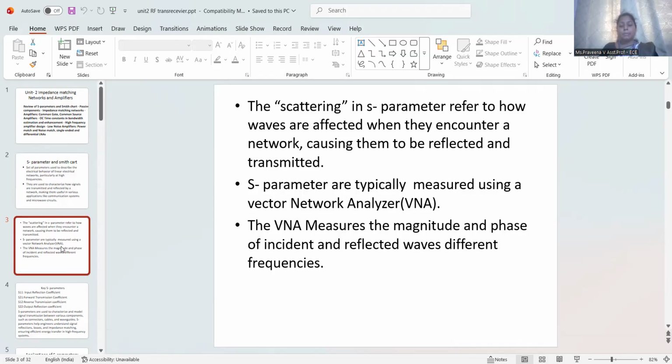By analyzing these S parameters, that is the scattering parameters, engineers can evaluate the impedance matching, signal gain, insertion loss, return loss, and overall network efficiency. This makes it an essential tool for analyzing high frequency circuit design and testing. Is it clear?